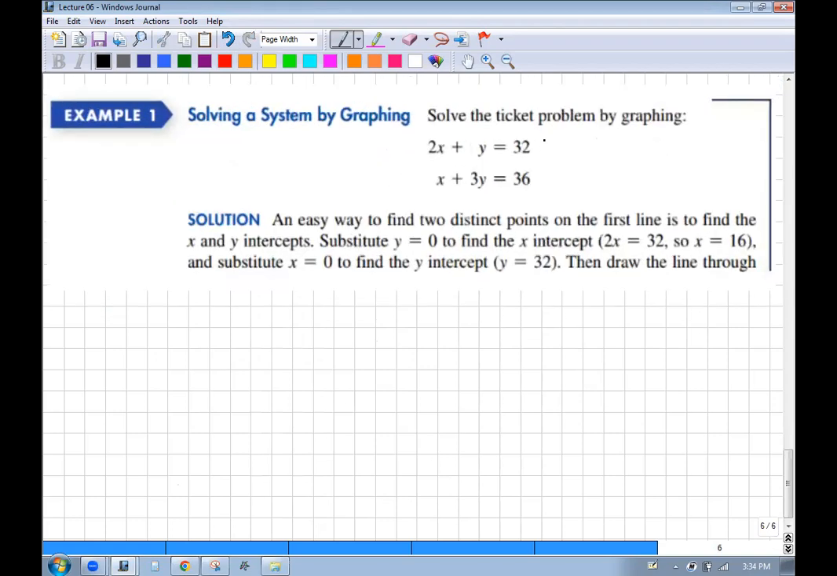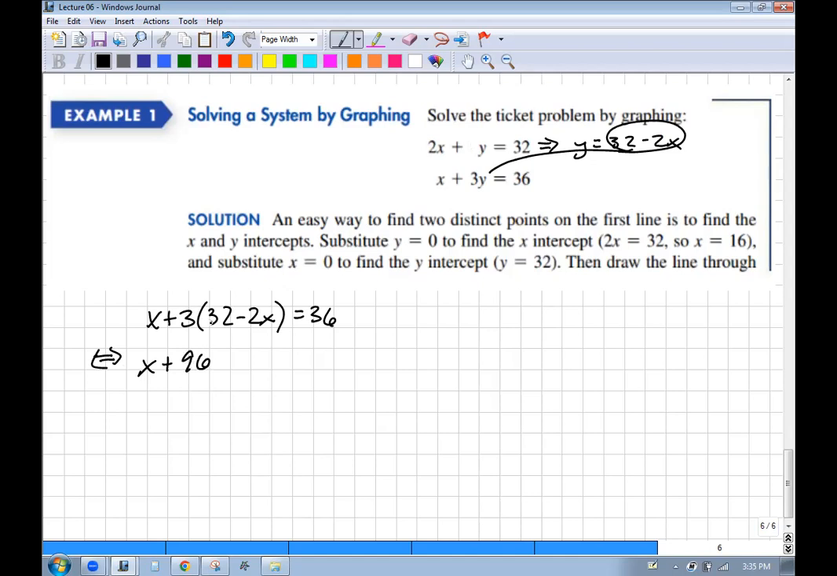All right, so I have y is 32 minus 2x, right? And if I substitute that in here, I'm going to get x plus 3 times 32 minus 2x equals 36. So 3 times 32 would be 96, right? Yeah, minus 6x, equals 36. Combining like terms, 36 minus 96 is negative 60. So x should equal 12. That's not the same as we got last time.